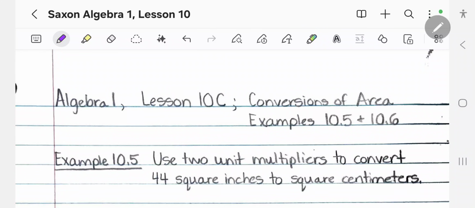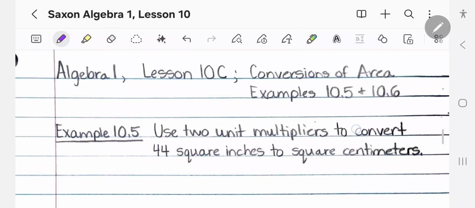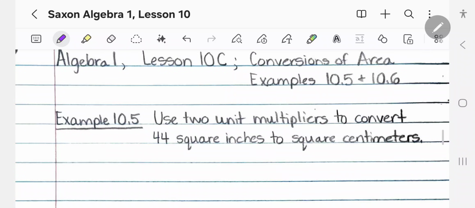This is Algebra 1, Lesson 10C, Conversions of Area. It includes examples 10.5 and 10.6. Now, we've done conversions of linear measurements in a previous video, so we know how to do conversions using unit multipliers. But today we're going to start doing conversions of area, okay? So we still do the same procedure. We're going to start with the number they give us.